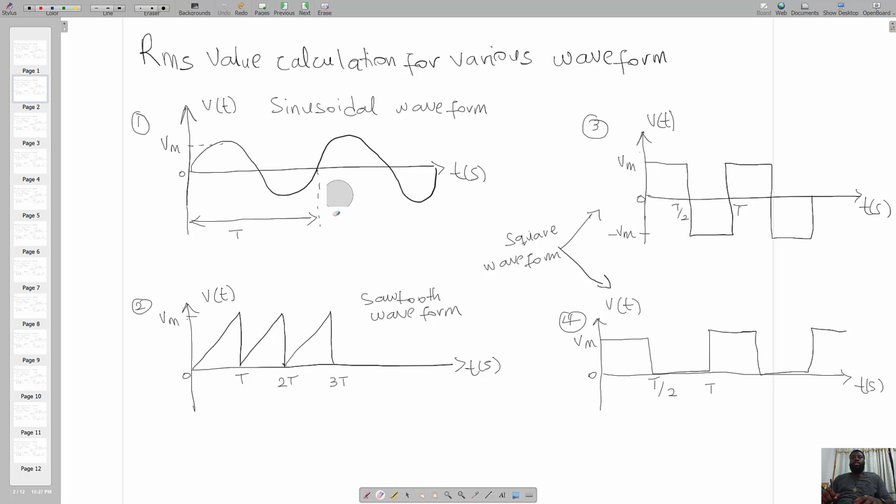We will try and calculate, or learn how to find, the RMS value, that is the root mean squared value, for the various waveforms. I have the sinusoidal waveform over here, I have the sawtooth waveform, and I have square waveforms over here. We'll try and find the RMS value.